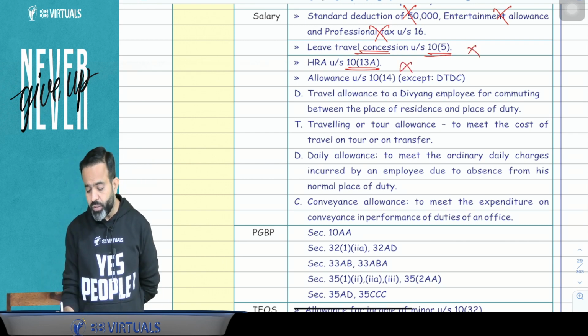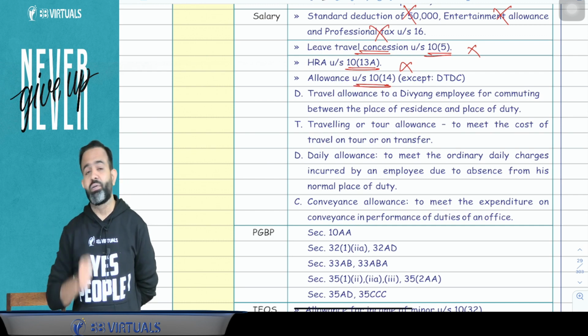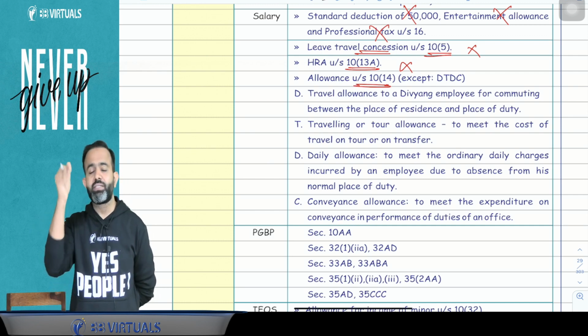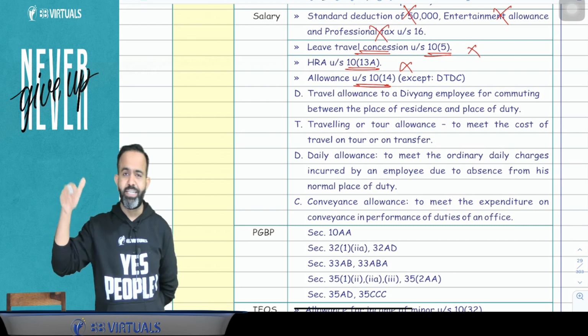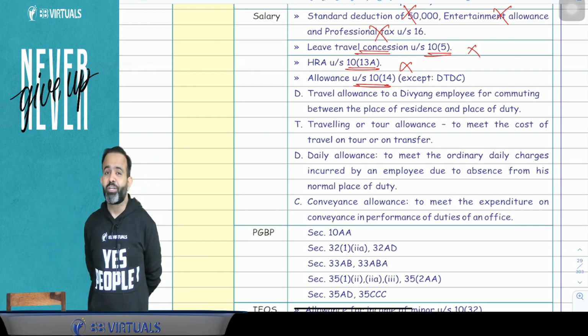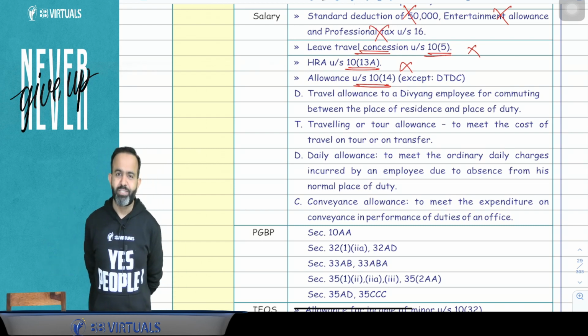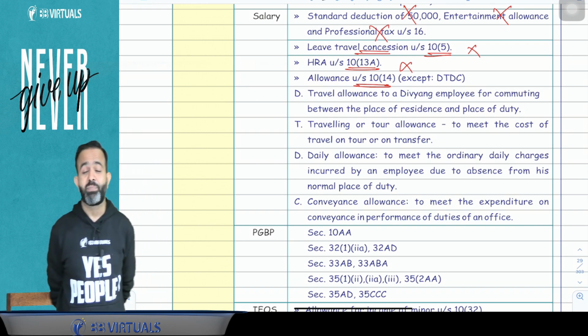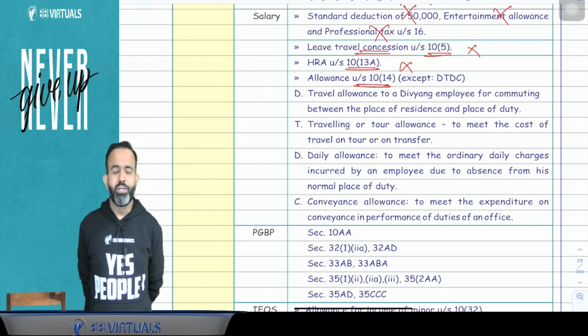After that, guys, on the allowances, any exemption is not available. You know that on the allowances, there were certain exemptions you have studied in your intermediate: children hostel allowance 300 per month per child, maximum 2 children; children education allowance 100 per month per child, maximum 2 children; uniform allowance and all.